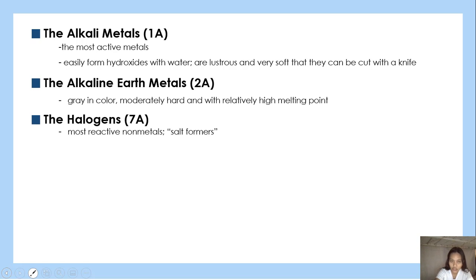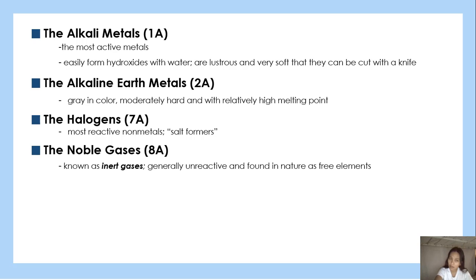Next is the halogens in group 7A. They are the most reactive nonmetals. So the most active metals are in 1A, and the most reactive nonmetals are the 7A. They are called the salt formers. And then the famous noble gases. They are known as the inert gases because they are generally unreactive, and they are also found in nature as free elements.